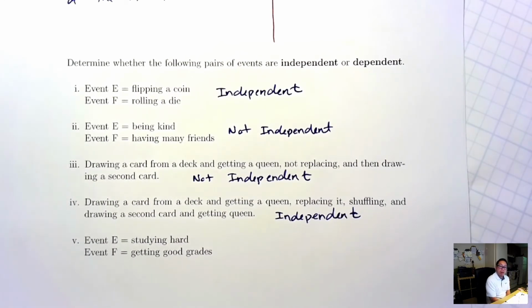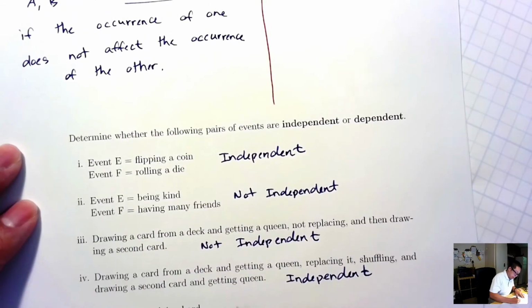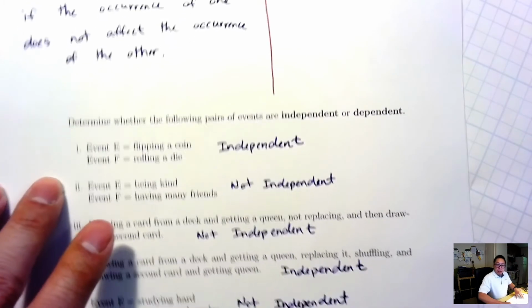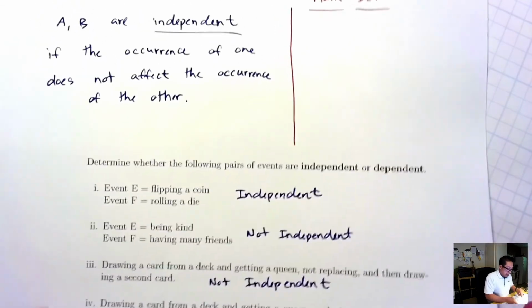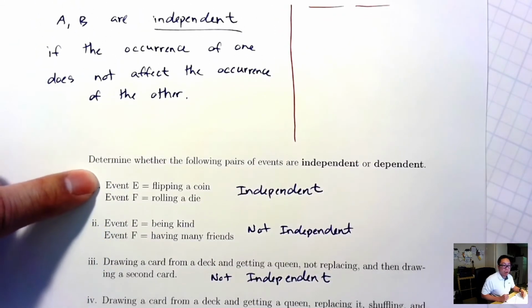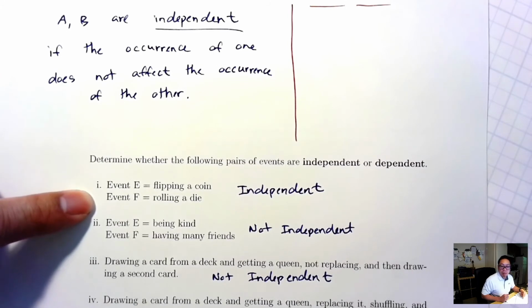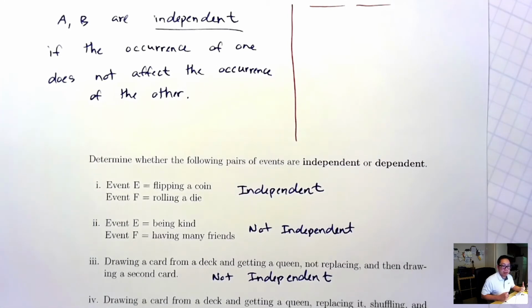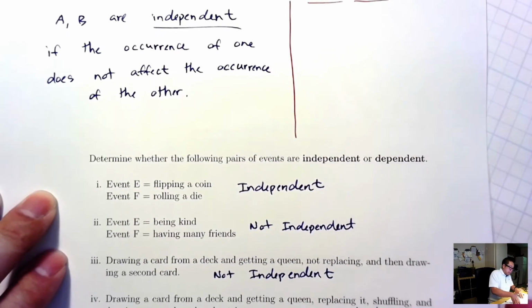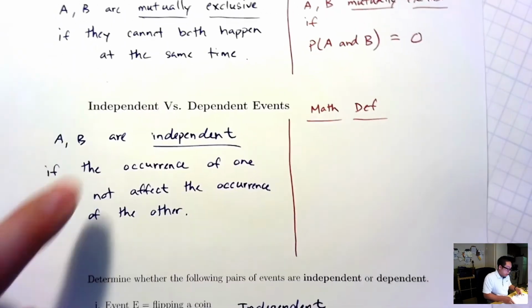And then last example here, studying hard and getting good grades. So does studying hard affect whether or not you get good grades? It probably does affect, right? So this one would be not independent. So once again, independent means one thing has no effect on whether the other thing happens or not. Okay, they don't have anything to do with each other. They don't affect each other. Okay, so that's the word definition of independent.